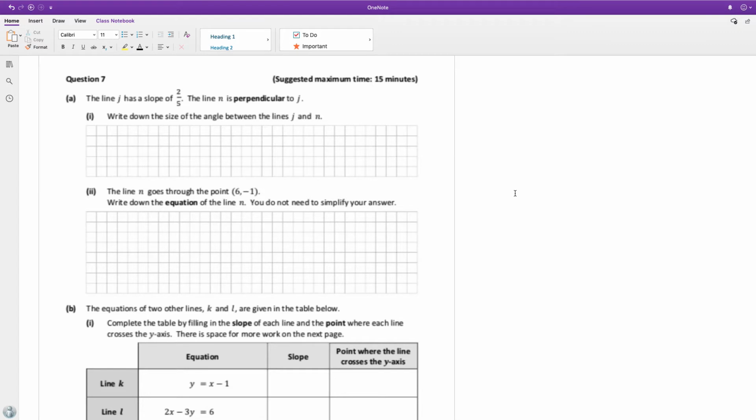Now, we still haven't answered their question. Write down the size of the angle between the two lines. 90 degrees. Good. Why is it 90 degrees? Write that down. Any two lines that run perpendicular to each other always meet at 90 degrees. Any two lines that run at 90 degrees to each other are perpendicular, or any two lines that are perpendicular run at 90 degrees.